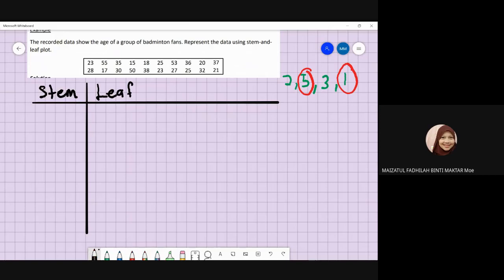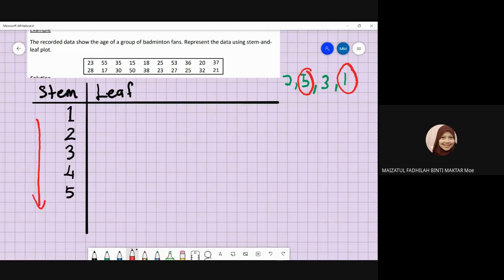Okay, then write down, following from the lowest to the greatest one. So here is 1, 2, 3, 4, 5. Okay, this one you must write. Follow what? Follow from the least to the greatest number, or from the lowest to the highest number. Right? Follow the tens digit. Okay, then continue with writing down the numbers that you have in the data.